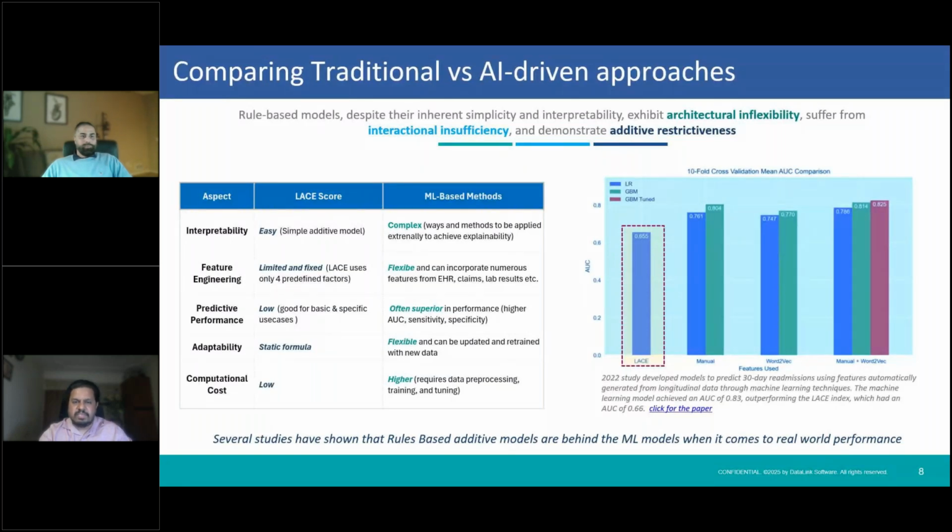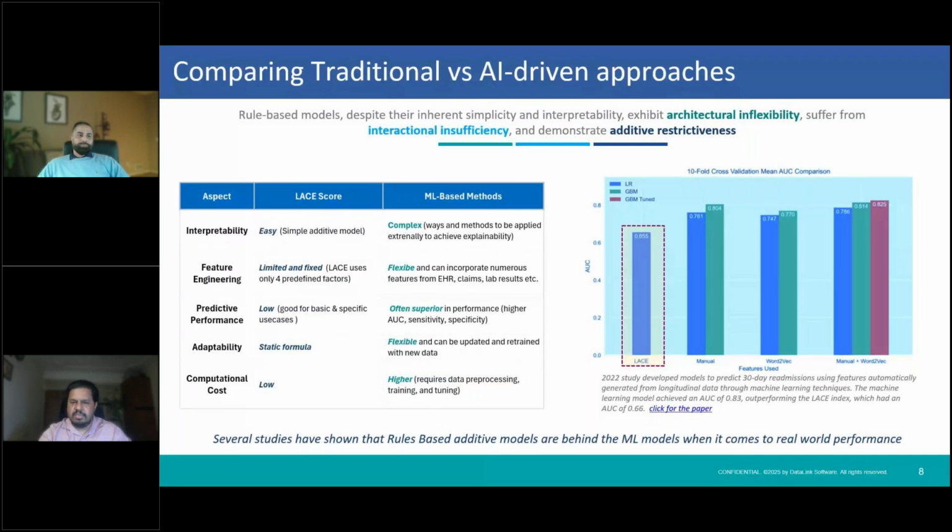Now, there have been several studies, and one such study was done by Biomedical Center for Health Research in 2022, where they compared the LACE scores against various machine learning based models, where both the models were trained to predict readmissions. And as the results showed, the machine learning models fared well compared to the LACE models. And there are several reasons for that.